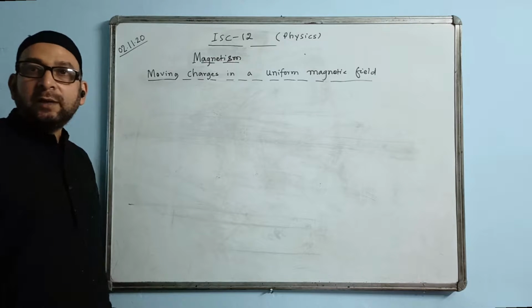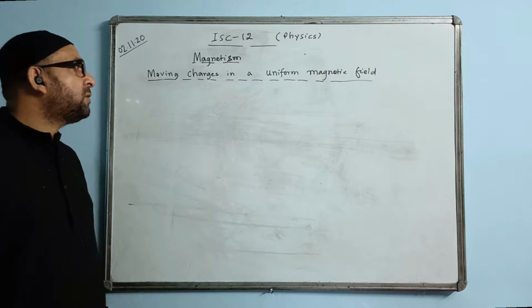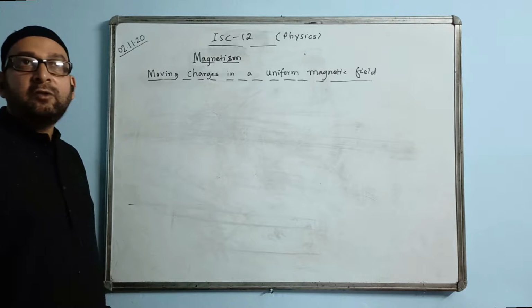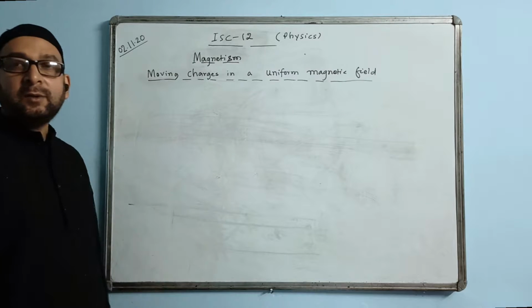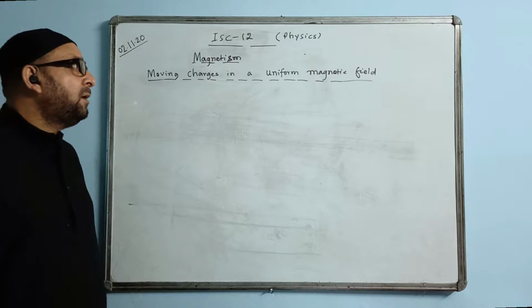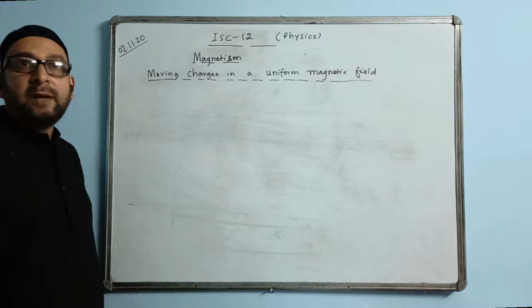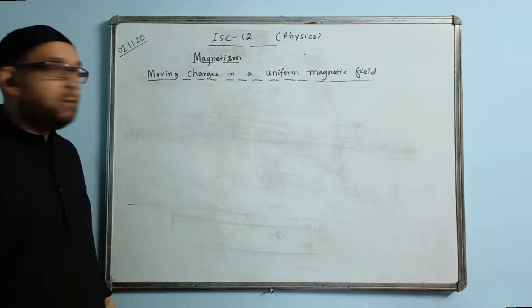When will the force be maximum? When theta is equal to 90 degree. When will the force be minimum? When theta is 0 degree or 180 degree. That means sin 0 is 0 and sin 180 is also 0. The entire thing becomes 0. In that case, the force acting on the charged particle will be 0.